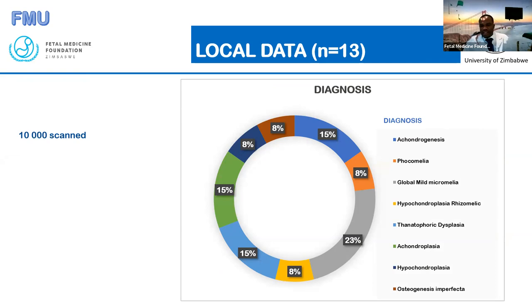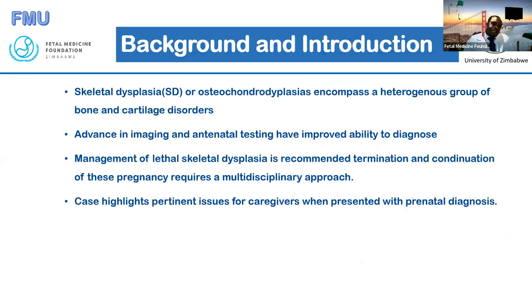We can note that the commonest one is achondroplasia, constituting about 15%, as well as thanatophoric dysplasia, which is the worst lethal form of the dysplasias. So I just tried to put a background in the form of introduction so that at least we're on the same page. The skeletal dysplasias or osteodysplasias encompass a heterogeneous group of bone and cartilage disorders. So these are the disorders of the bone as well as the cartilage.